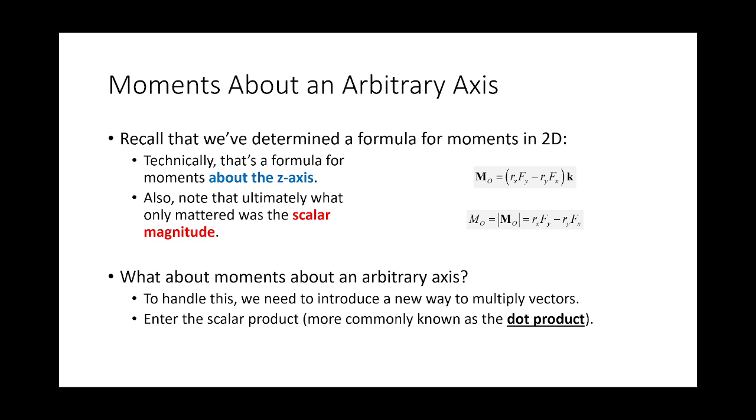So for moments about arbitrary axes, what we're ultimately going to do is take the cross product of R cross F, and we are going to dot it with a unit vector along the axis in question. And so the dot product is going to yield a scalar. If you remember, I said that there's two ways of multiplying vectors. One way yields another vector, the vector product, and we called it a cross product because that's the symbol that we use. But another way of multiplying vectors is to take vector A times vector B, and we get a number, a scalar. And so the scalar product, we call that the dot product, A dot B.